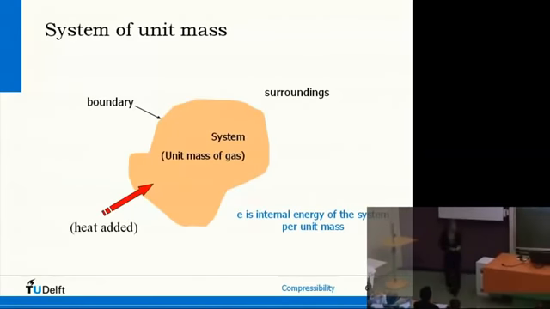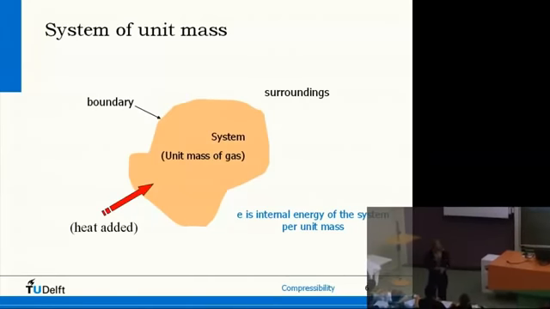So what are we talking about? Well, we're talking about systems of unit mass, and the first law of thermodynamics says that the internal energy of this system, and we're talking always per unit mass. So the internal energy of this system per unit mass can only change if you do two things to it.